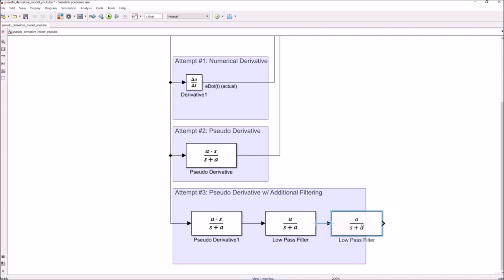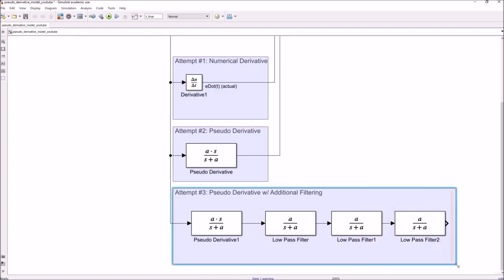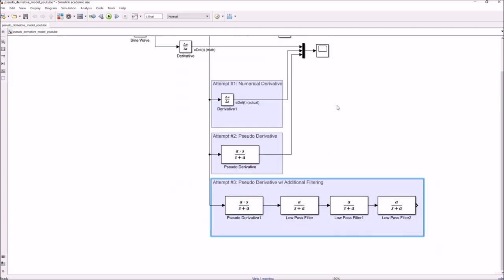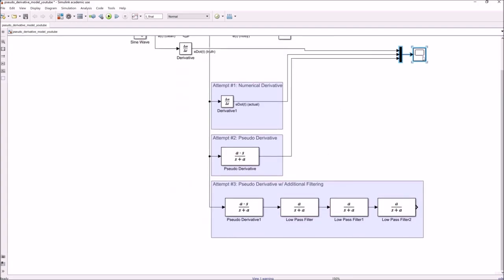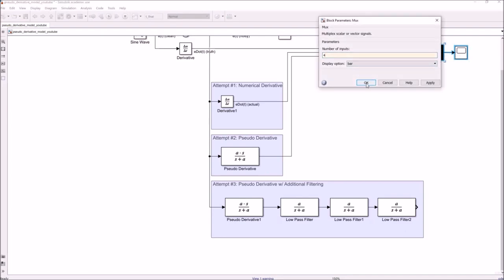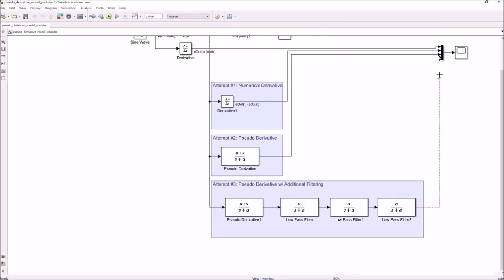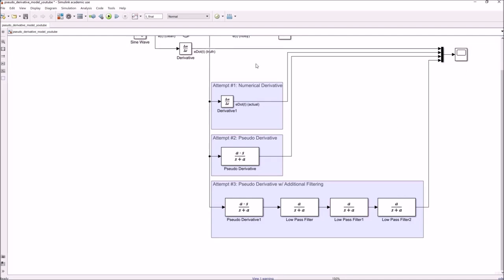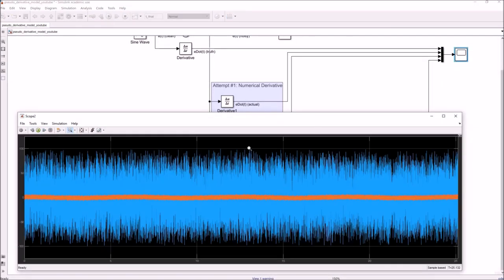We can add a few more. Let's add, I don't know, three additional low pass filters onto this, right? And now let's see if that helped our situation anymore. So again, let's add a fourth output so we can compare all four of these together in one shebang, and run this model again, and here we are.